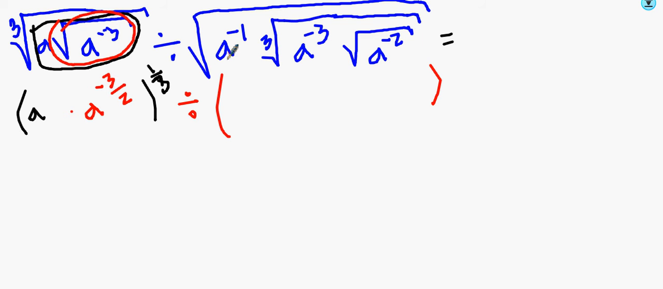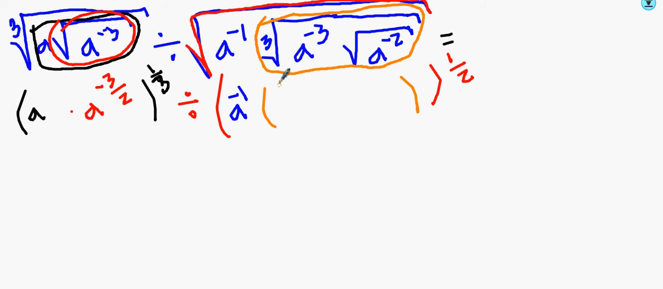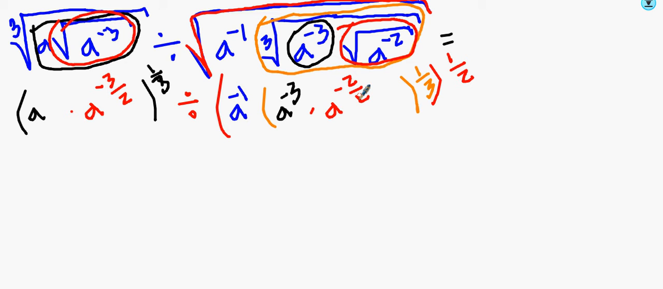Now we'll look at this big square root here. Because it's a square root, that means everything will be to 1/2. We copy a to the negative first. Now I focus on this part right here. Now we have a big cubic root, so that will be power of 1/3. And then inside I have a to the negative third. And finally the last sign is a to the negative 2/2, which is negative 1. Right?